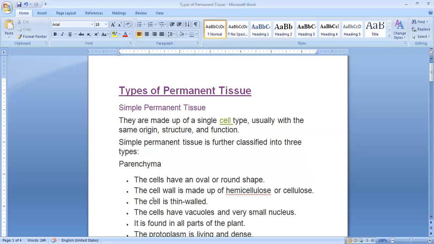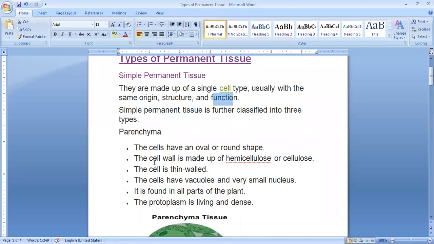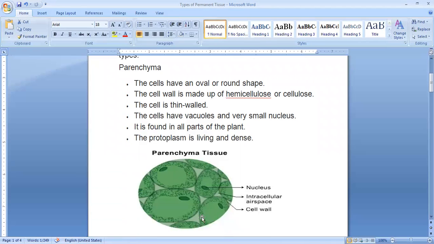From where we have started, simple permanent tissue. Simple permanent tissues are made up of same types of cells. How are they same? They are same in origin, they are same in structure, they are same in function. And there are three types: parenchyma, collenchyma, and sclerenchyma. Let us see the diagram of parenchyma first. This is parenchyma. You can see these are the cells. More or less they are same shape, they are same size.